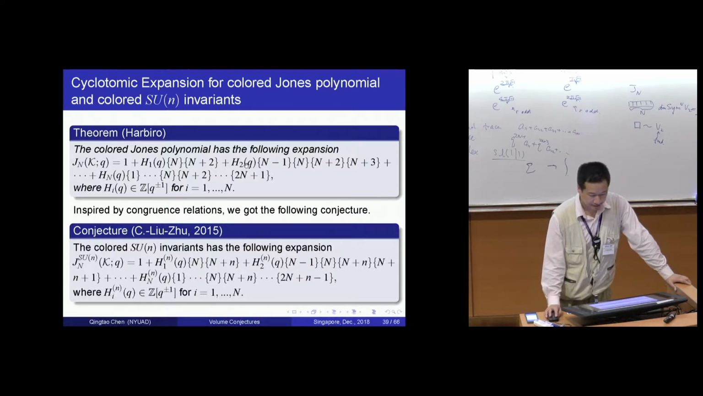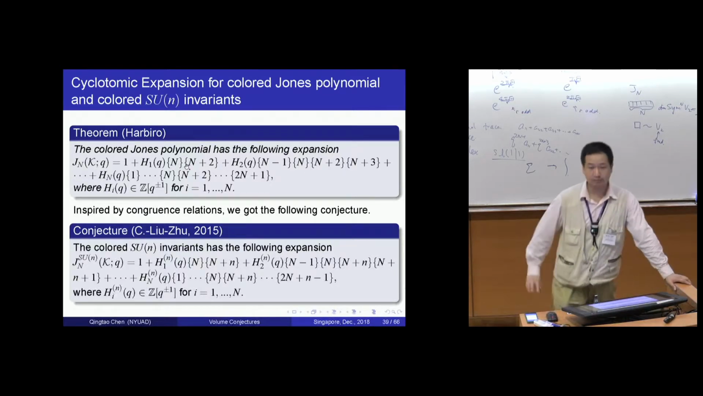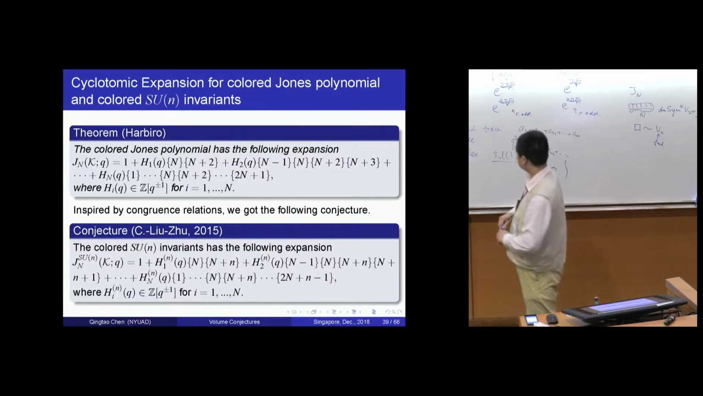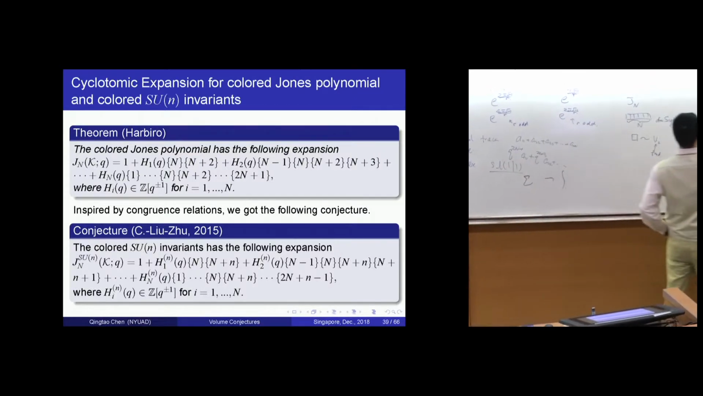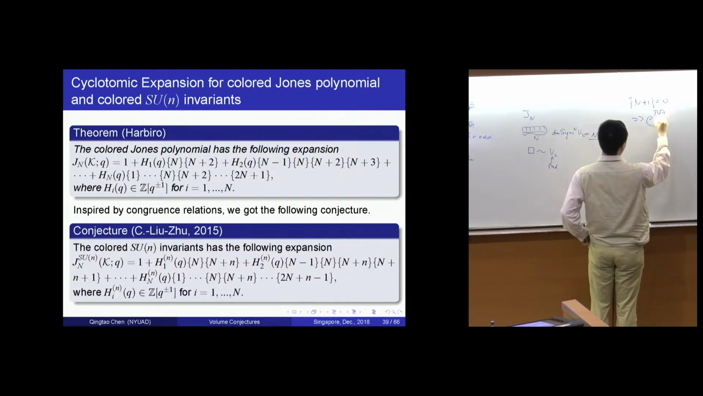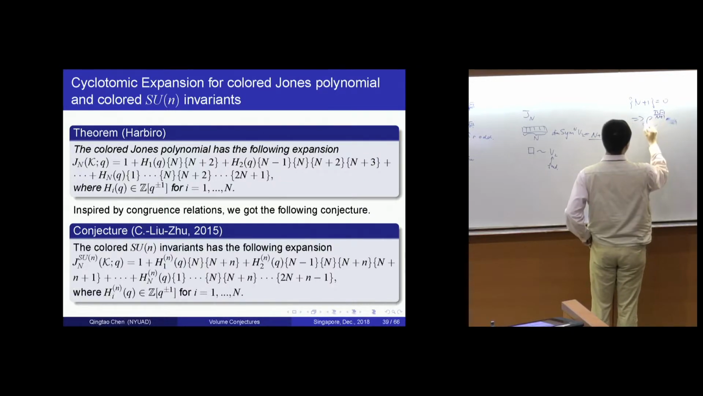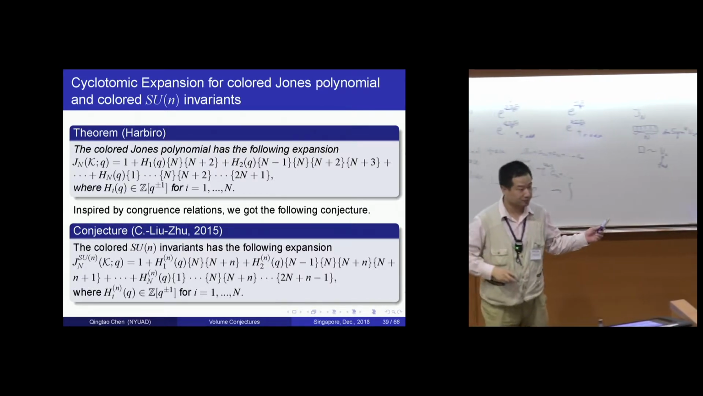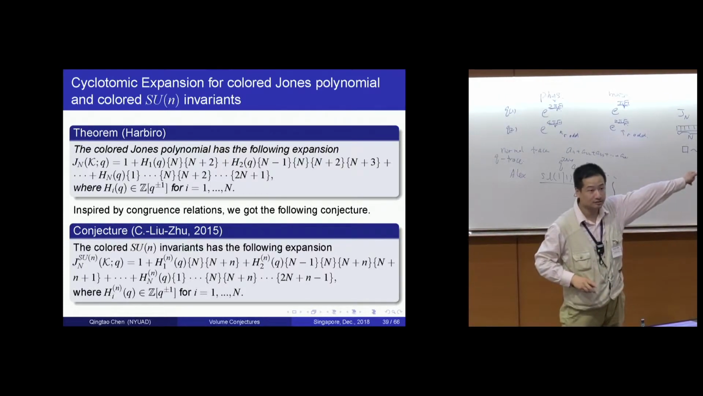So here you see a gap. In this cyclotomic expansion, there's a gap: n plus 1 is missing. Then you solve the gap equation, so n plus 1. Then you will get Q equals e to the pi i over n plus 1. We solve the gap equation, and this is just the root of unity we want in the volume conjecture.